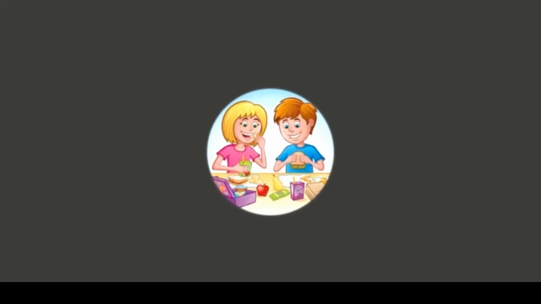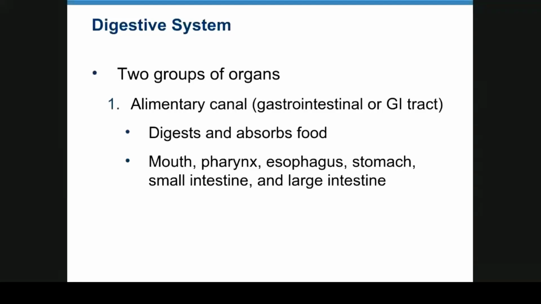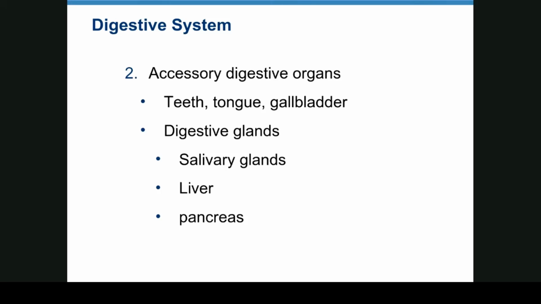The digestive system consists of the alimentary canal, which is your GI tract, and is for digesting food and absorbing food. Mouth, pharynx, esophagus, stomach, small intestine, large intestine, and rectum, anus, and then out. Accessory organs: teeth, tongue, gallbladder, digestive glands such as salivary glands, liver, pancreas.